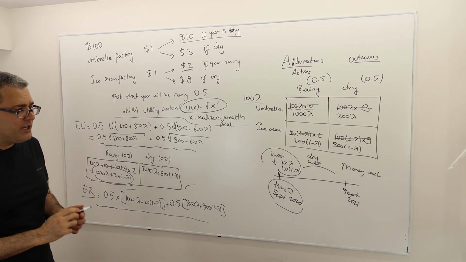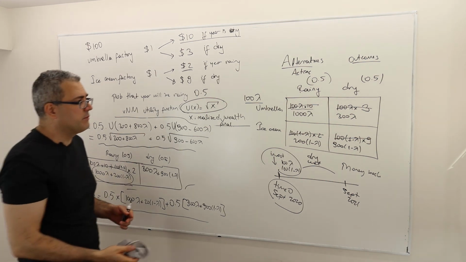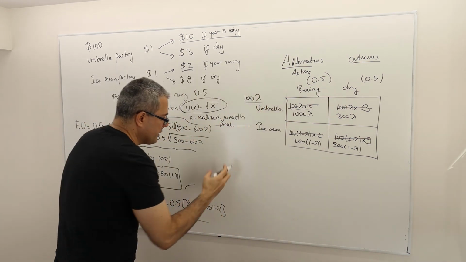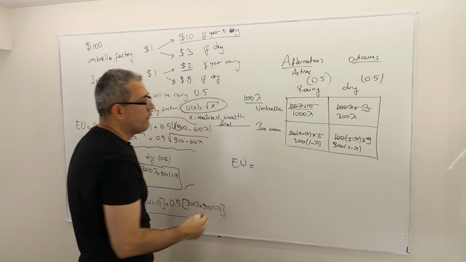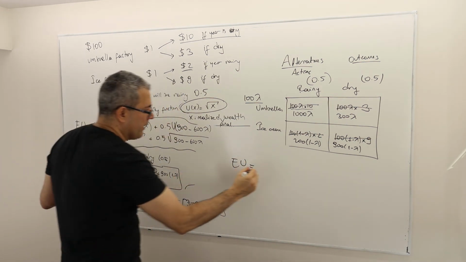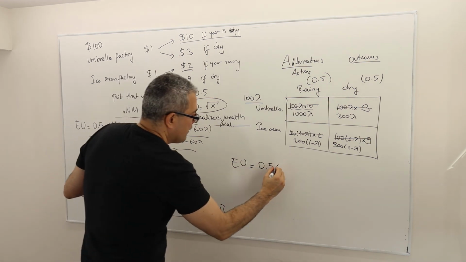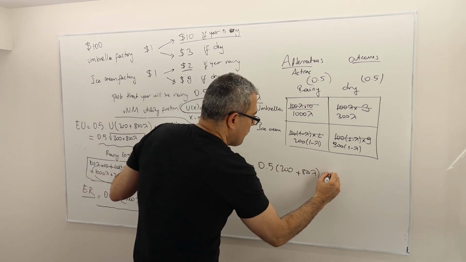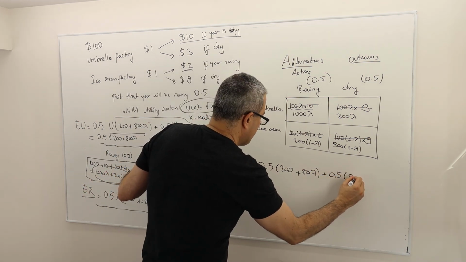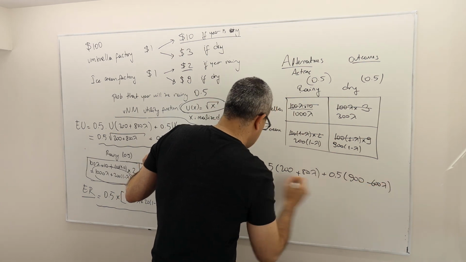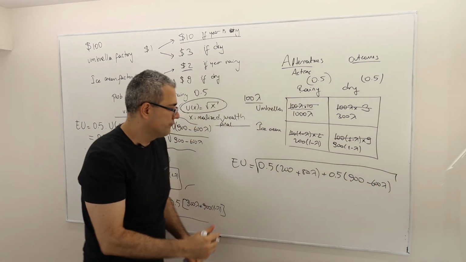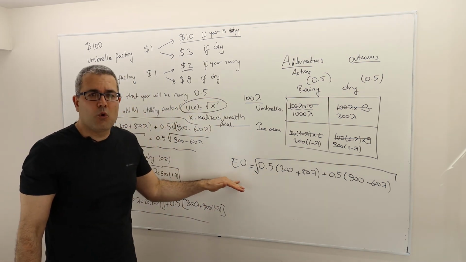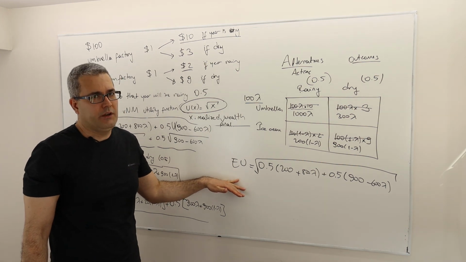But let me mention one common and very serious mistake for this type of questions. Some students, when they write the expected utility of this investment, they write it this way: the square root of 0.5 times (200 plus 800 lambda) plus 0.5 times (900 minus 600 lambda). Okay? Well, this is wrong. This is not expected utility theory.